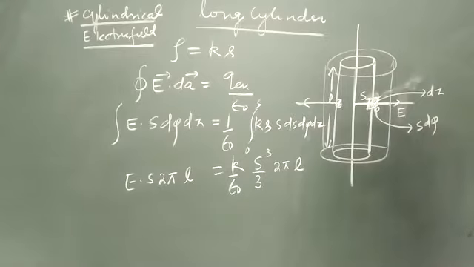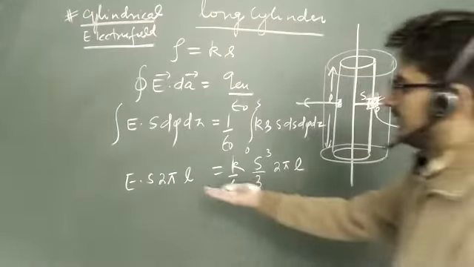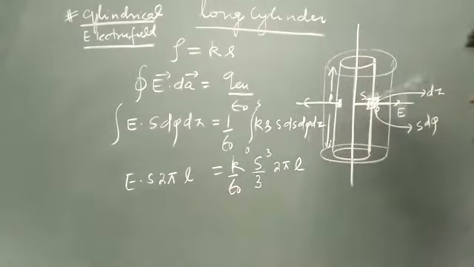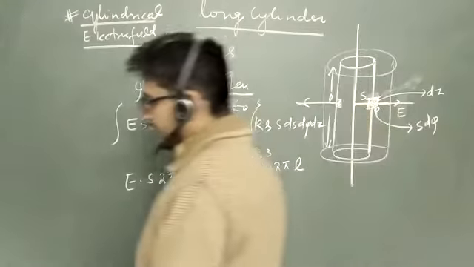Are you getting it? Yes, sir. The total surface area of this Gaussian, the curved surface area of the cylinder, will be 2 pi RH, so that is 2 pi SH. Now, what is the formula for electric field that you are getting?